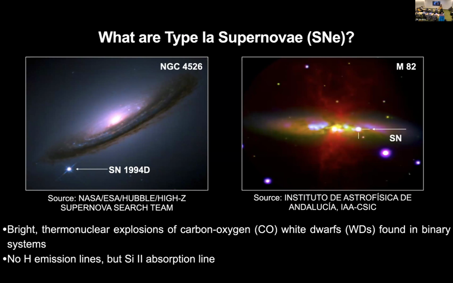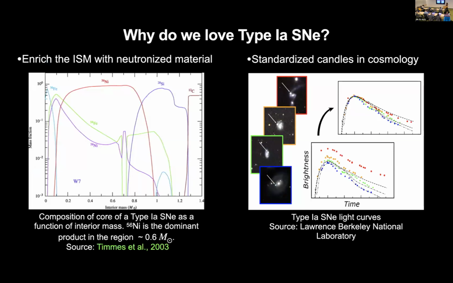For people who are in observational astronomy, spectroscopically, they do not have any hydrogen emission lines, but they have a characteristic silicon-II absorption line, which is how we distinguish them from other types of supernovae. Why do we care about them? Well, in nuclear astrophysics, they are important because they enrich the interstellar medium with heavy iron group elements, which is why we exist.